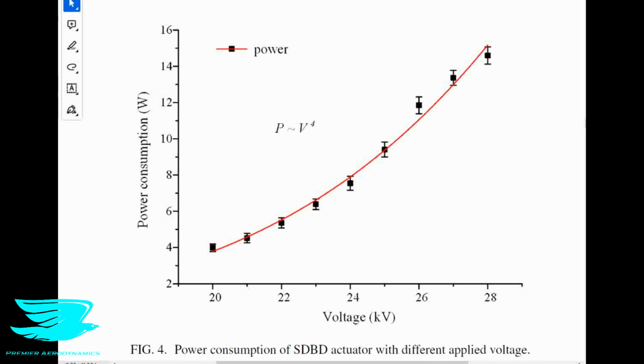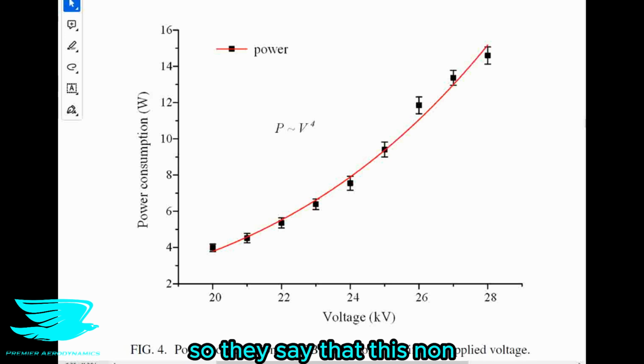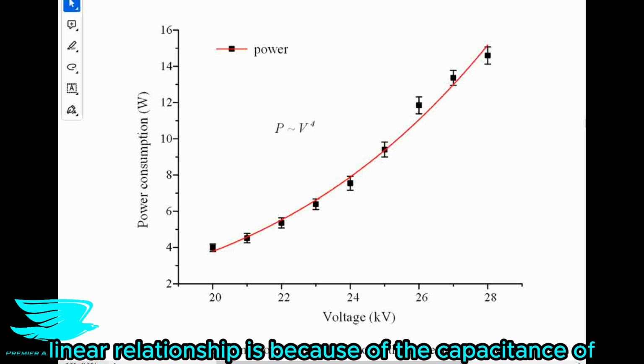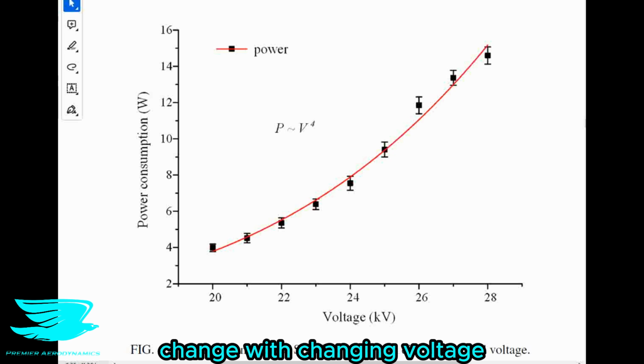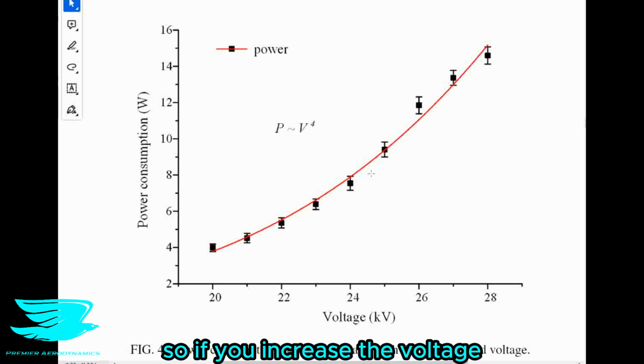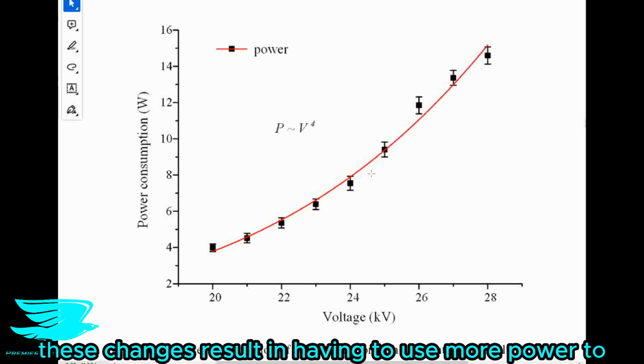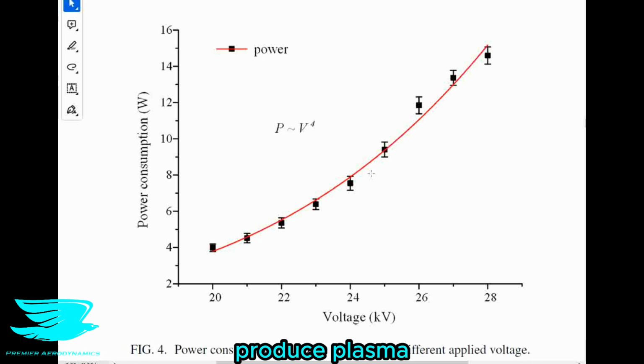So they say that this non-linear relationship is because the capacitance of the dielectric material and the impedance of the plasma change with changing voltage. So if you increase the voltage, these changes result in having to use more power to produce plasma.